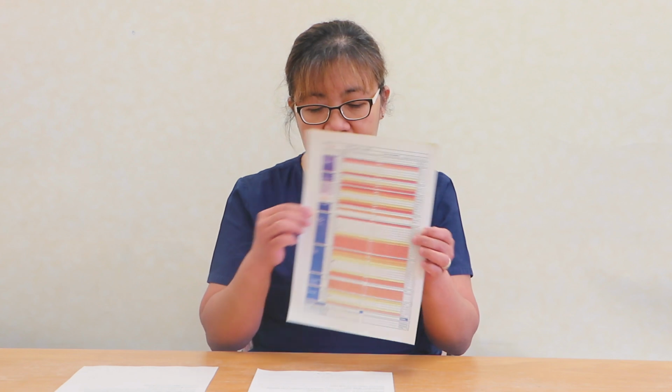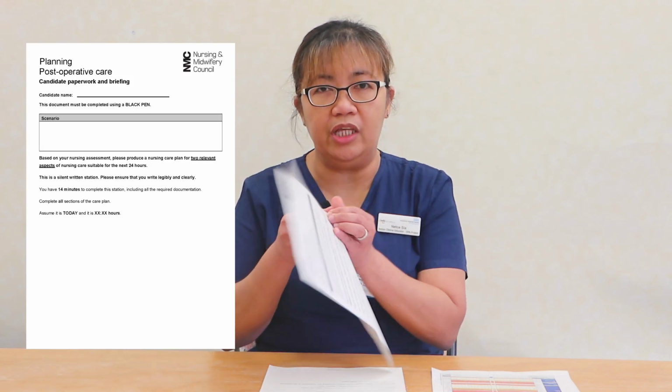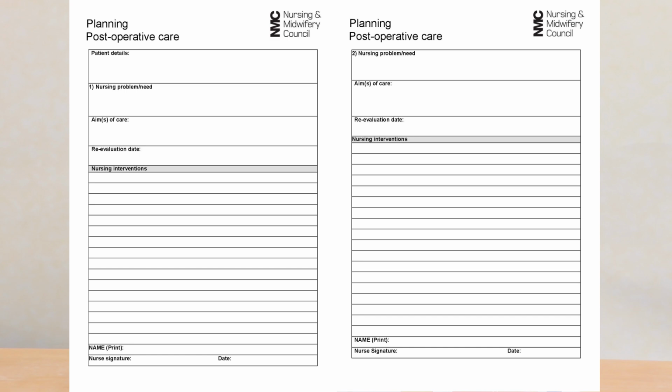Today what we're going to do is our planning. In the new TOC, we are giving 14 minutes to do our planning. So what you need is your pen, your observation chart, which you've done on your assessment process, your scenario for your assessment, and the actual planning form that you need to fill up, in which you're going to create 2 problems from your assessment process that you've done.